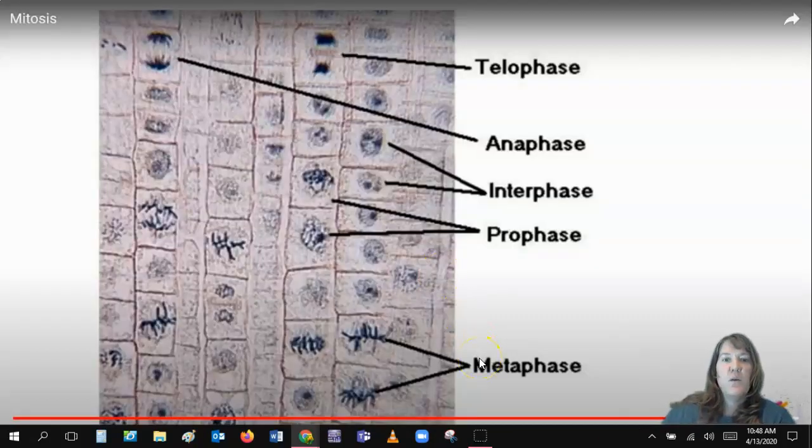Okay, so you have interphase, where the cell's just normally living its life, right? So this one's really, really clear and distinct. You have your nucleus and you have your nucleolus. So it's like an egg yolk inside the nucleus. And so when everything's normal, that's what the cell living out its life looks like.